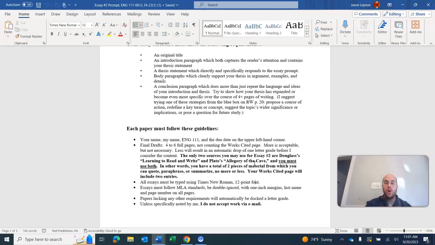So there should be no quotations or paraphrasing or summarizing from the Bible, from your parents, from your favorite novel, from your favorite song. If you're borrowing ideas or language, it needs to be from only Douglass and Plato. So no outside material besides those 2.